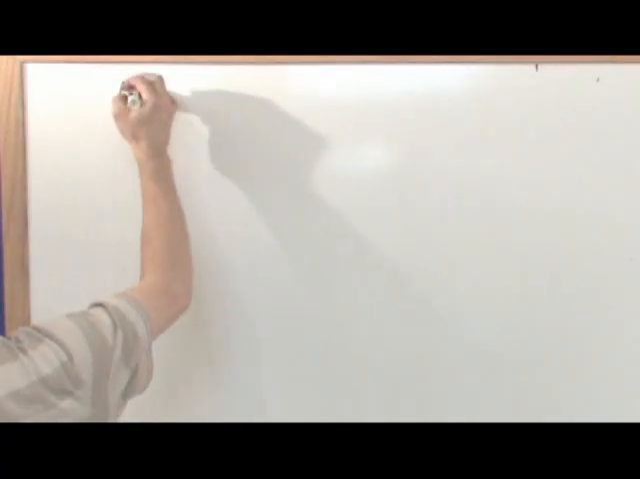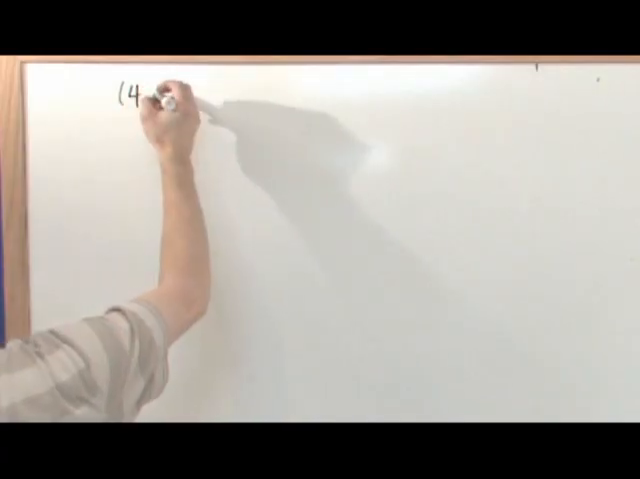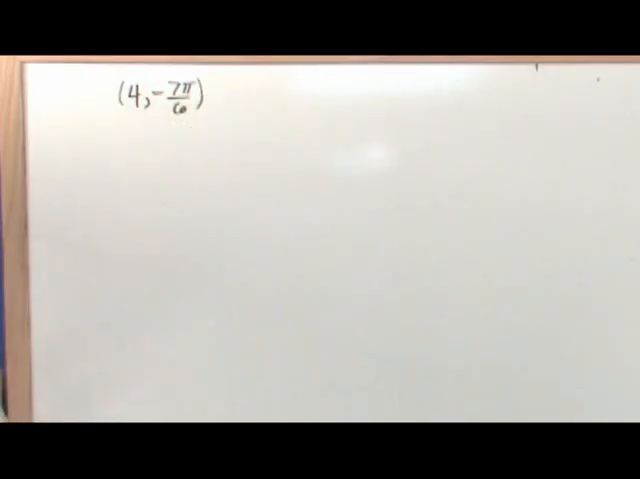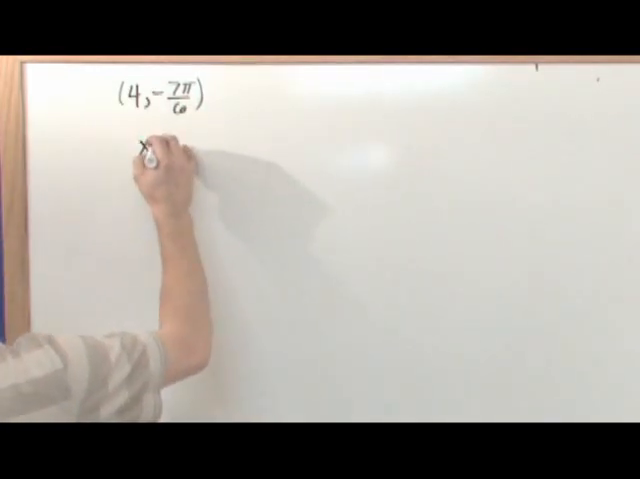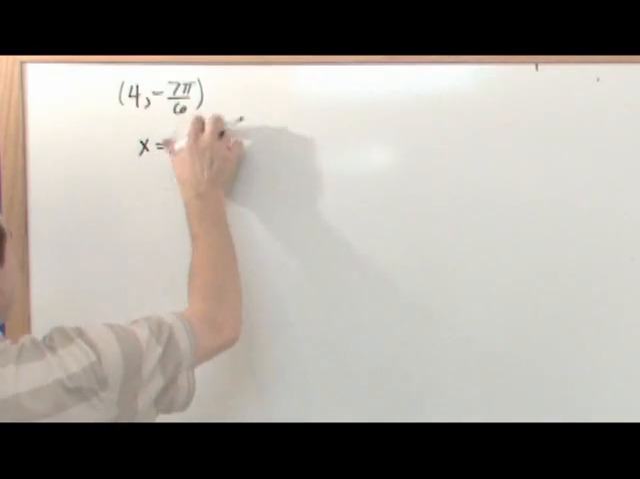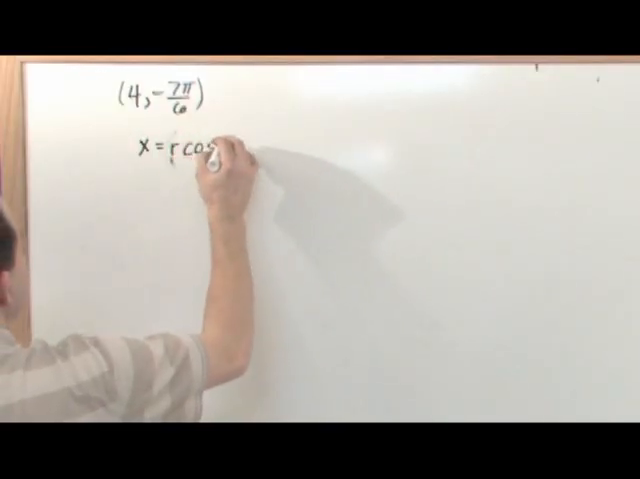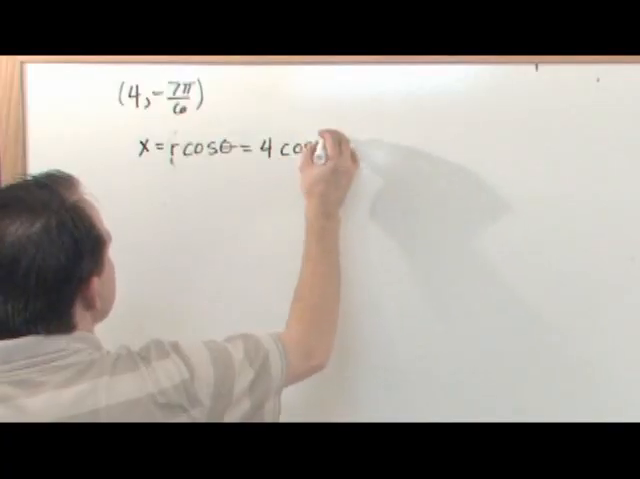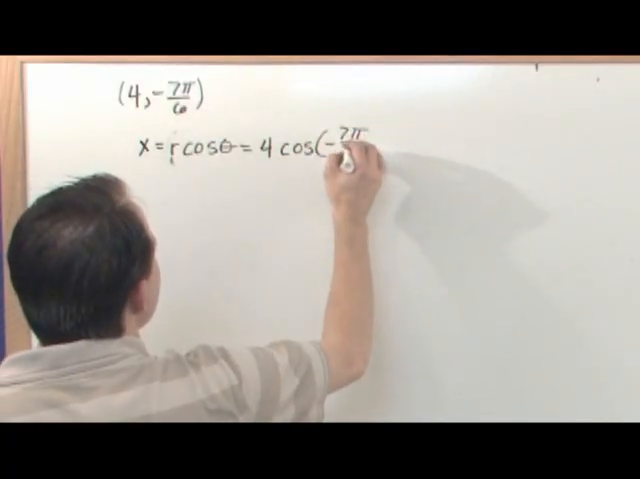Now, the final example problem of this type: I'm doing a conversion from 4 comma negative 7 pi over 6, which is the polar representation. If I wanted to find the x-coordinate, it's going to be r times cosine of theta, which is 4 times cosine of negative 7 pi over 6.